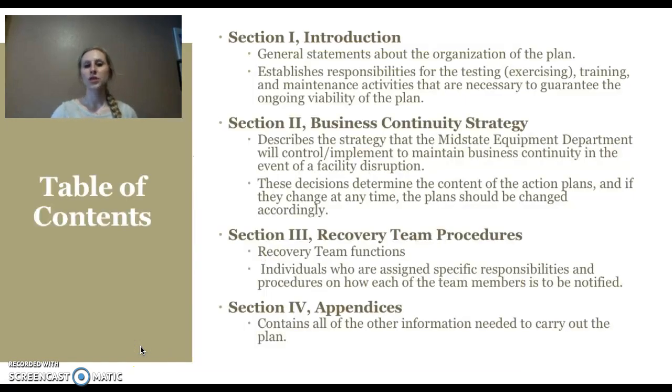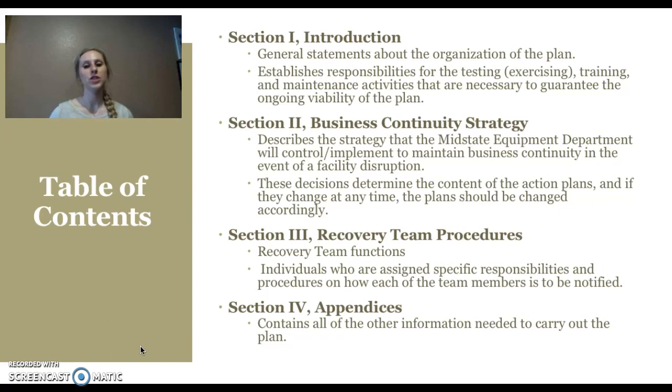The business continuity plan for Midstate Equipment is broken into 4 sections. An introduction, which provides general statements about the organization of the plan. It helps to establish responsibilities, the testing, training, and the maintenance activities that would be necessary to guarantee the ongoing viability of the plan. Section 2 provides the strategy for the business continuity plan.